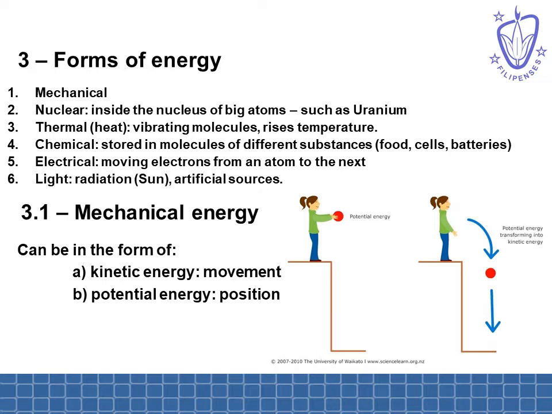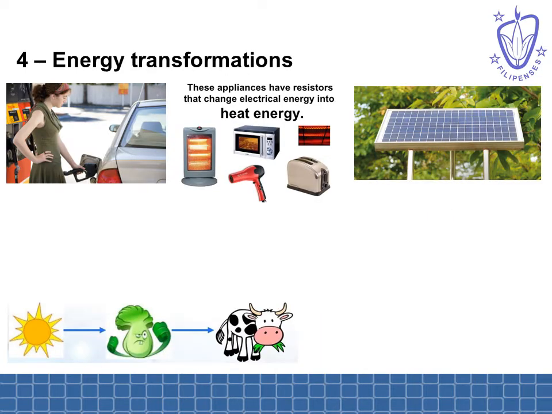And last we have light energy. Mostly we have natural energy coming from the sun as solar radiation, but we also can have artificial light sources. All those forms of energy can be transformed, and that's how the world works.